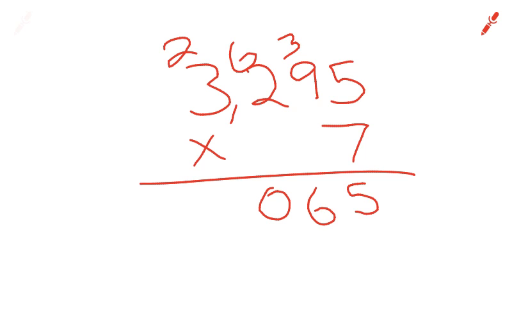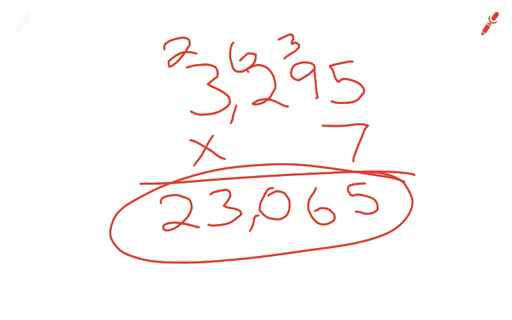7 times 3 is 21. Plus 2, 23. And remember, you need your comma. Your comma will come every 3 places. Right there, 23,065.